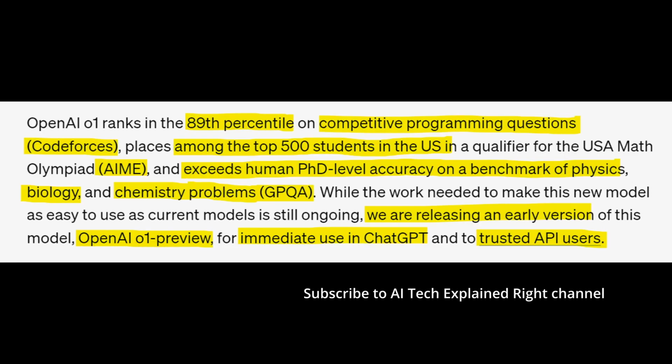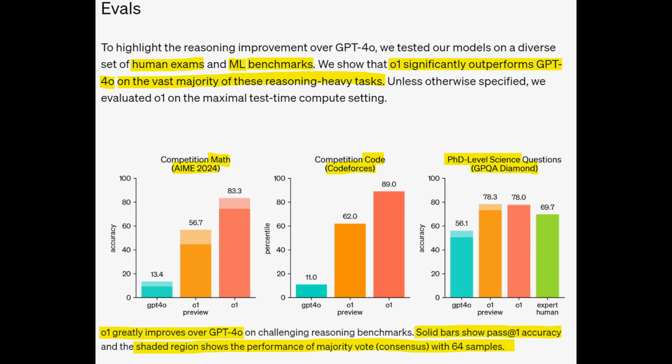As a reminder, OpenAI O1 ranks in the 89th percentile on Codeforces competition, places among the top 500 students in the US in a qualifier for the USA Math Olympiad, and exceeds human PhD-level accuracy on a benchmark of physics, biology, and chemistry problems named GPQA. I recommend you watch my intro video on O1 models to have more context. Let's go directly to the evaluations now.